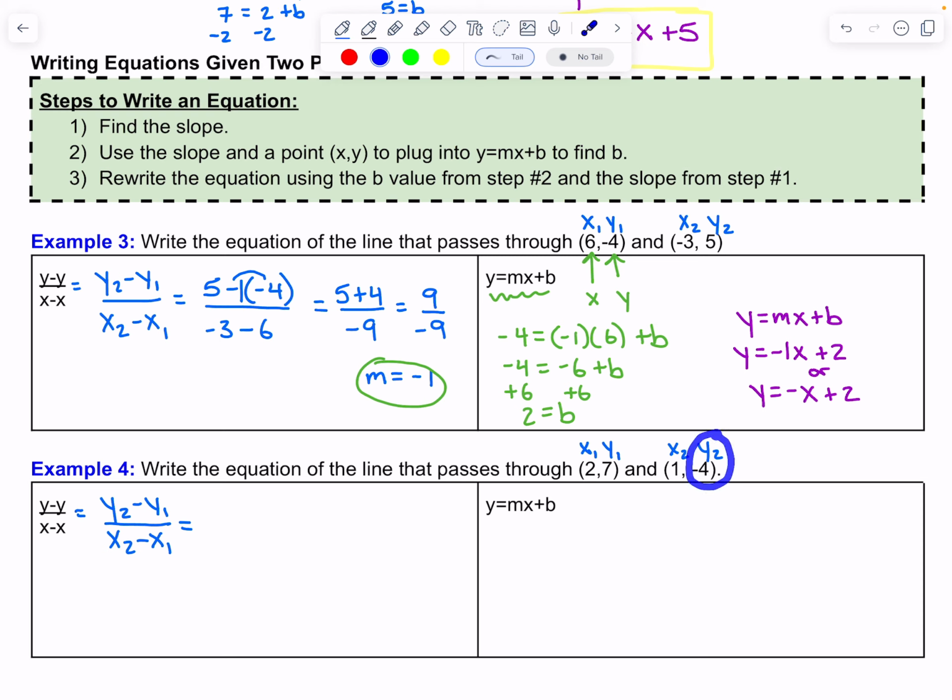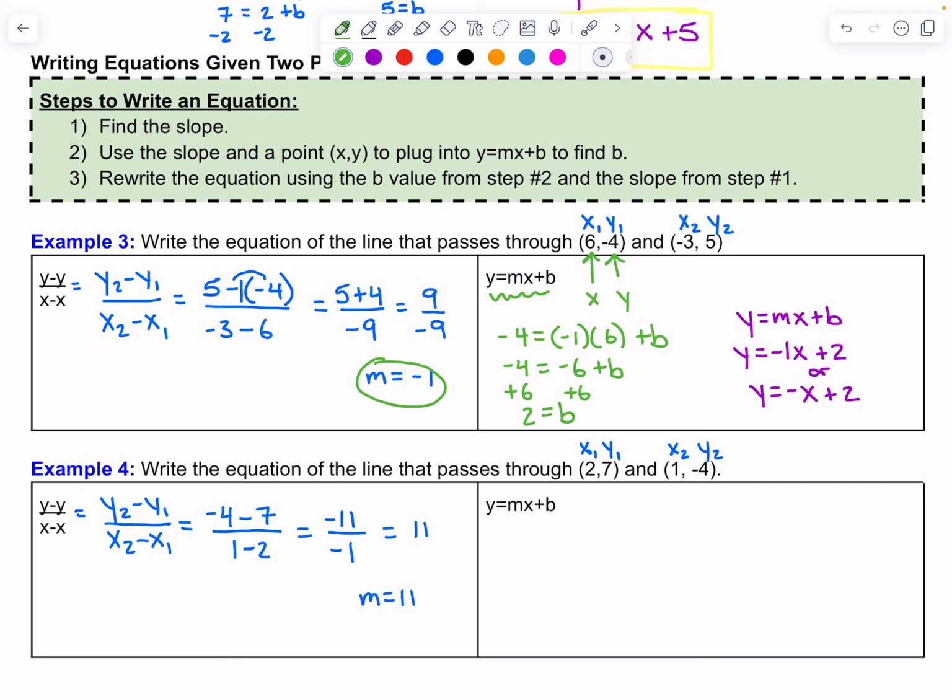So I have y2 is negative 4 minus y1, which is 7. So negative 4 minus 7 over x2 minus x1. So that's 1 minus 2. And then I just need to clean that up. So negative 4 minus 7 will give me negative 11. And then 1 minus 2 will give me negative 1. And then negative 11 divided by negative 1 will be turned into a positive because 2 negatives, when they're divided, become a positive. So that'll be 11. So my slope is 11.